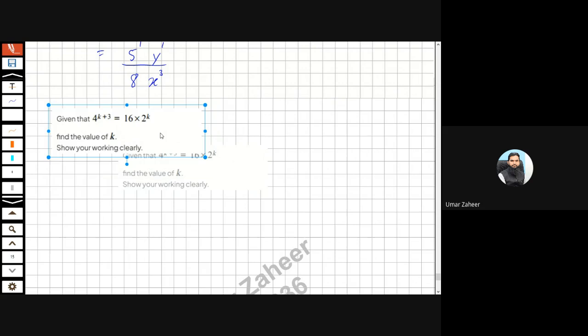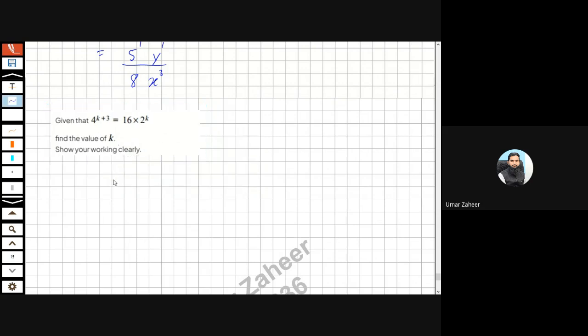All right. The next one. We have 4. Again, we need to change 4 as 2 and the same way this one as 2. So first of all, find the prime factors. So we can write 4 as 2 square, k plus 3 as it is.